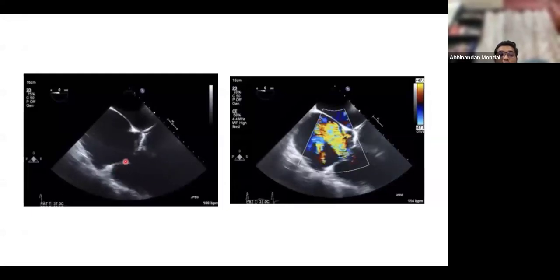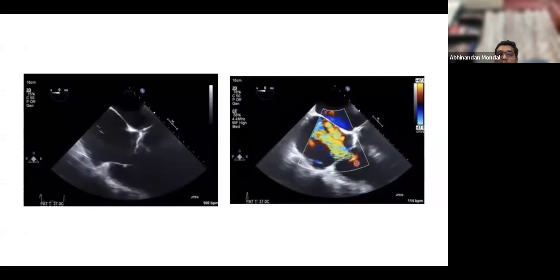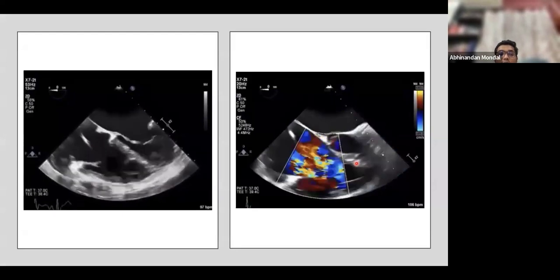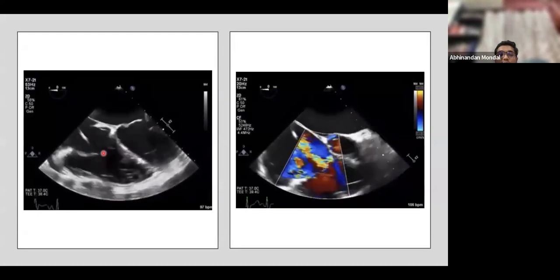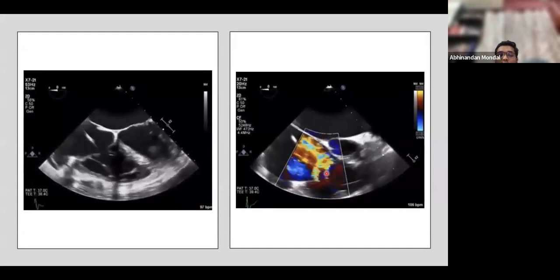Here you can see there is a clear coaptation gap between your tricuspid valve leaflets, and you can see there is severe TR. You can put color Doppler. Here also you can see there is a coaptation gap. Similarly, the color Doppler has shown you a TR.